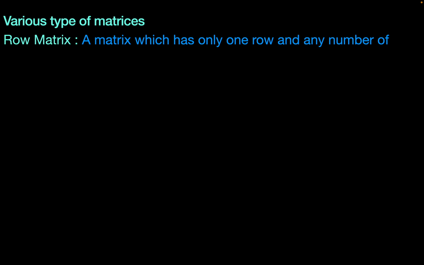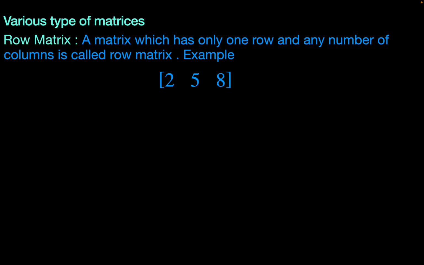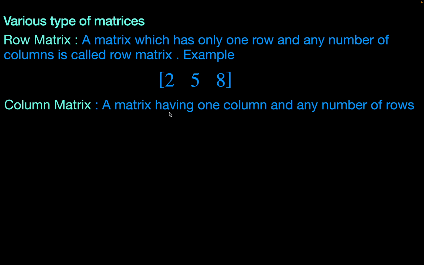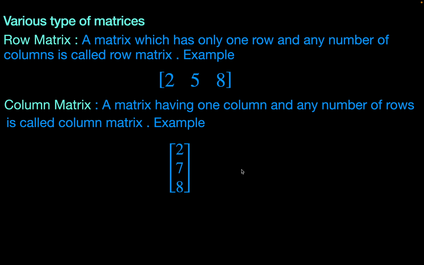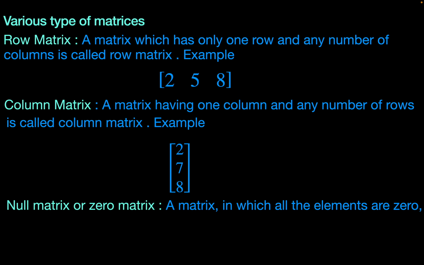Now let's discuss various types of matrix. First type is row matrix. A matrix which has only one row and any number of columns is called a row matrix. Example, a row matrix having 3 columns: 2, 5, 8. Column matrix. A matrix having one column and any number of rows is called a column matrix. Example, a column matrix with 3 rows, first term 2, second term 7, third term 8.